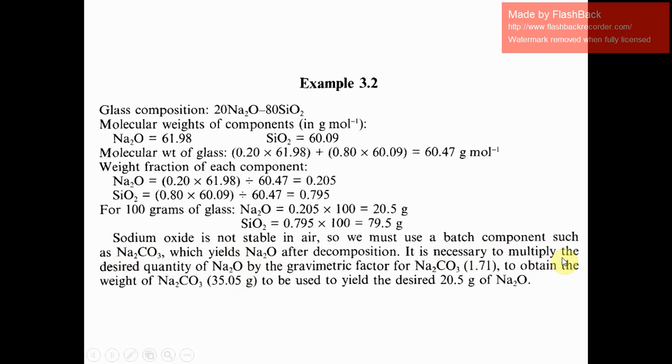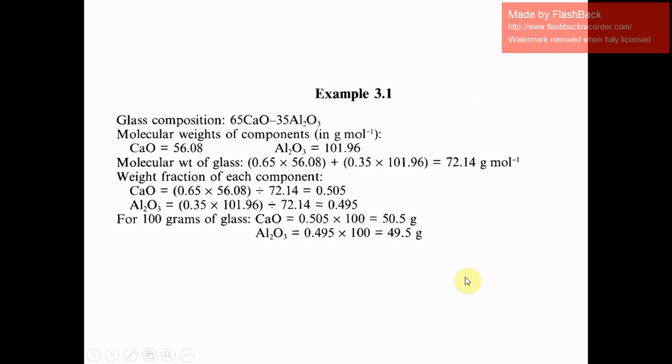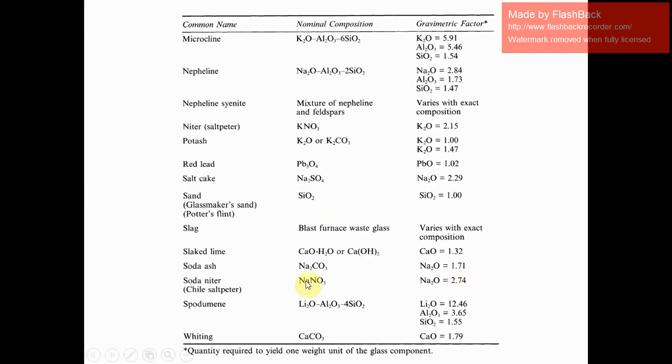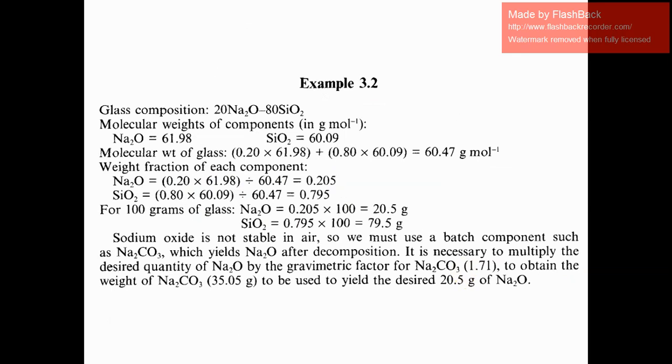It is necessary to multiply the desired quantity of Na2O by the gravimetric factor of Na2CO3. As we have seen in this table, soda ash Na2CO3 has a gravimetric factor of 1.71. So you have to multiply by this 1.71 to obtain the weight of Na2CO3, 35.05 gram. How will you get this? To be used to yield the desired 20.5 gram of Na2O.